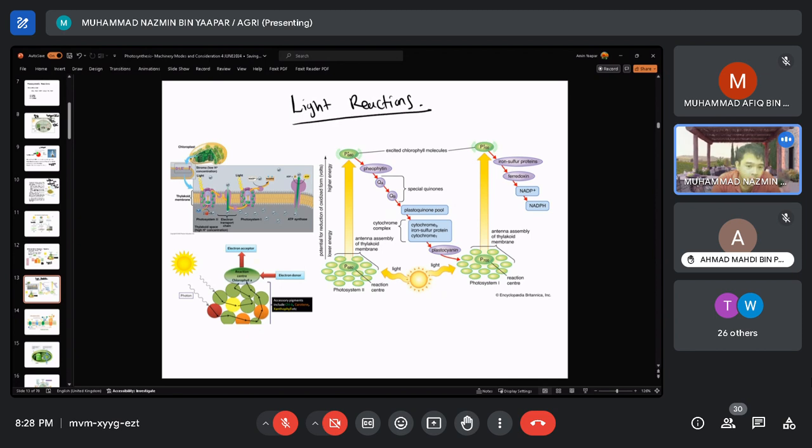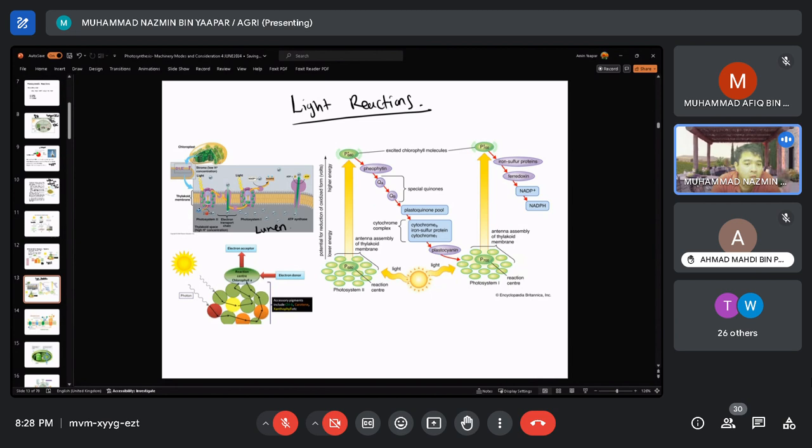So this is your chloroplast, and this is your granum, and then this is the cross section of your thylakoid. Okay, so your thylakoid has a membrane. That's a membrane. Inside the thylakoid, there is a structure as well. We call it lumen, or in some books we call it thylakoid space.